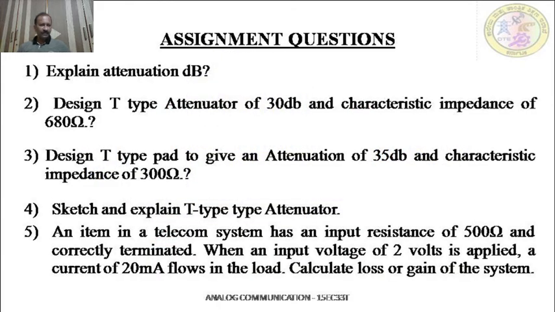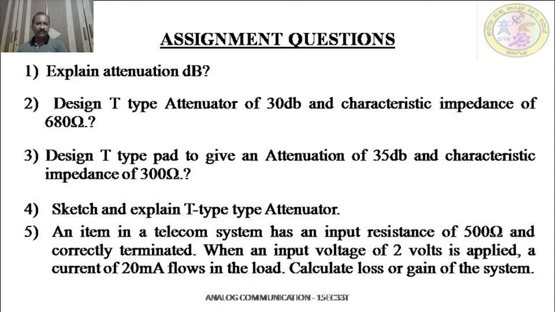Next, based on whatever has been studied above, it is possible to write some assignment questions. First one, explain attenuation. What is attenuation? Next, design a T-type attenuator of 20 dB and characteristic impedance of 680 ohm. Third one, design a T-type pad to give an attenuation of 35 dB and characteristic impedance of 300 ohm. Sketch and explain the T-type attenuator.